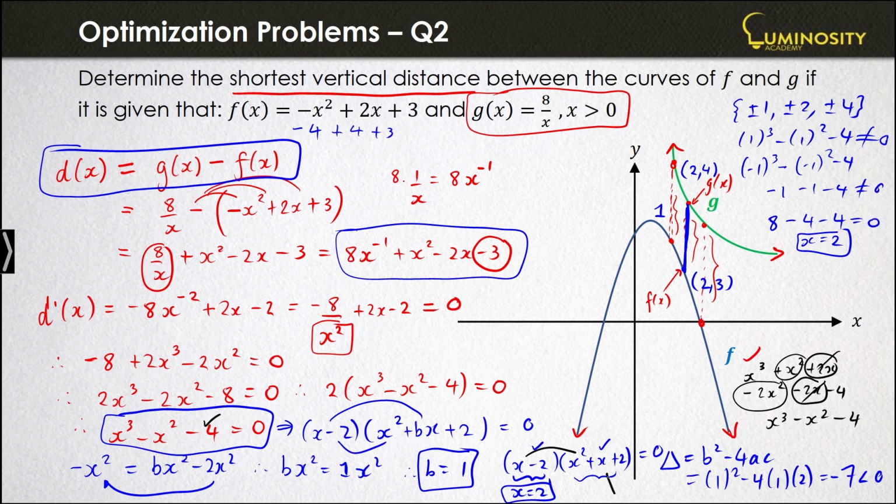So the nature of roots test told us that the discriminant is less than 0, so we can't have any real value solutions for solving that. Okay, so the shortest vertical distance is 1 unit between these two functions.